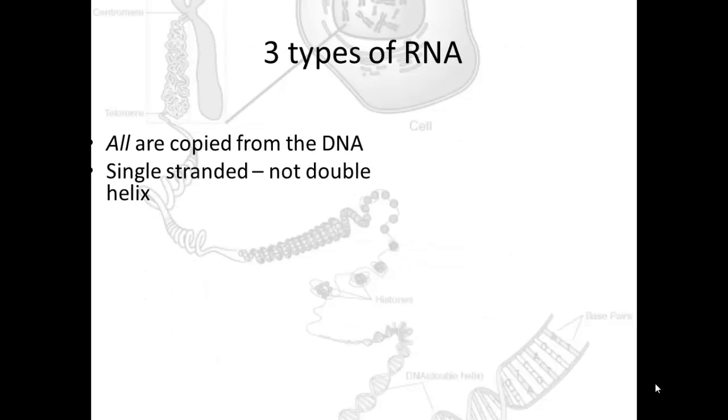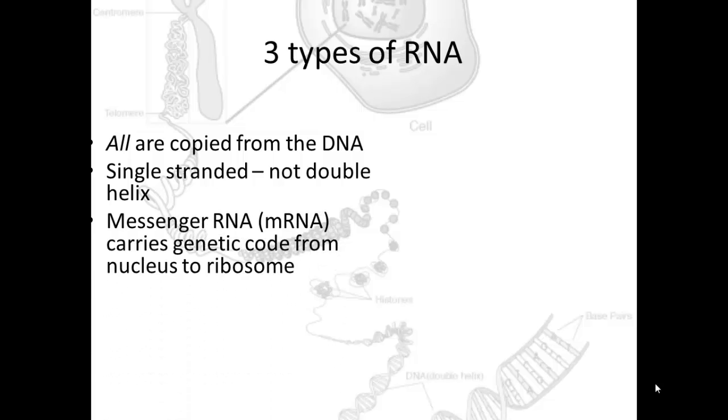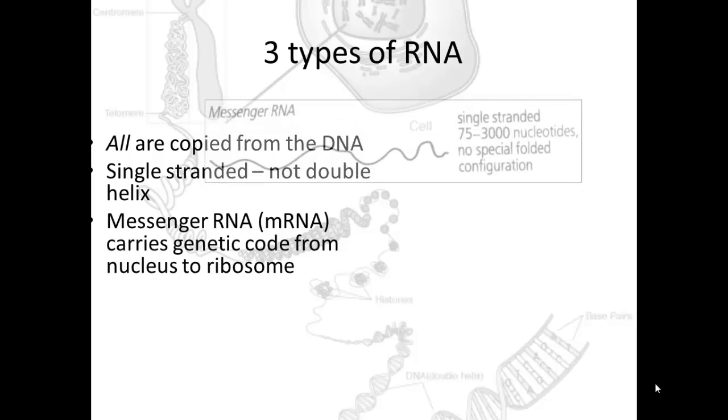There are three types of RNA. All of them are copied from DNA. We read DNA to make them. RNA is all single-stranded, is not a double helix, and there are three types, as we've said. So it's messenger RNA, or mRNA, and its role is to carry the genetic code from the nucleus to the ribosome, or strictly the genetic information from the nucleus to the ribosome.